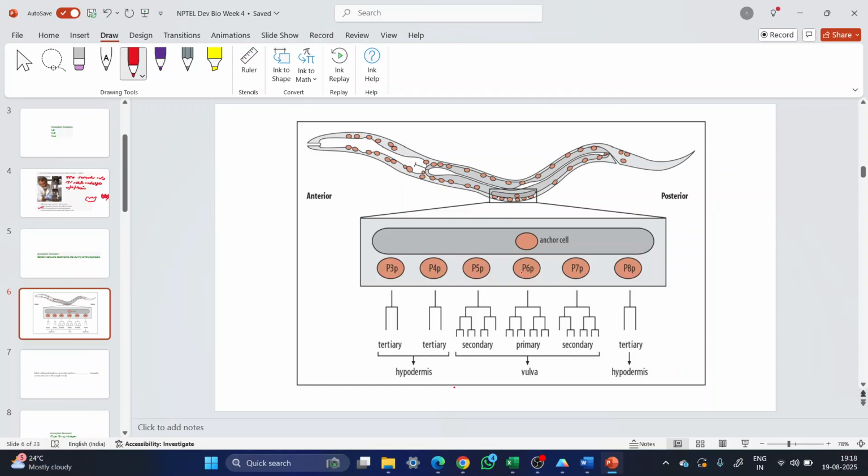Also, the primary vulva cell induces the nearby cells through lateral signaling. So this becomes your primary vulva cell, these are secondary vulva cells, and the ones that do not receive any signal are the tertiary vulva cells, and they become hypodermis. So your primary and secondary vulva cells form the vulva, and these tertiary cells become the hypodermis. Basically, these six cells form an equivalence group. This is known as equivalence group.